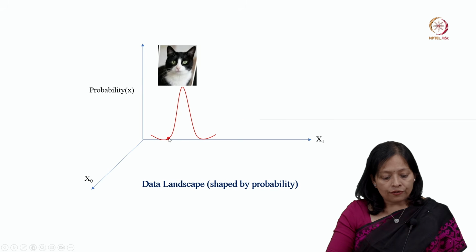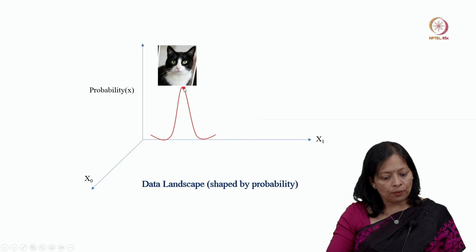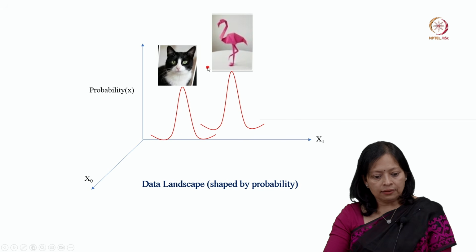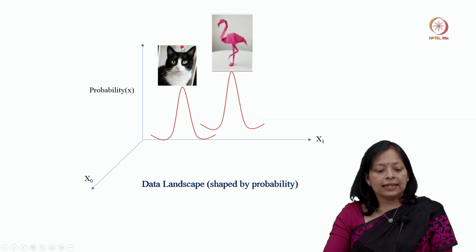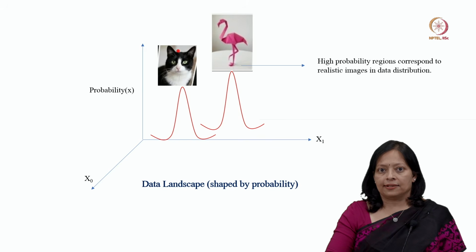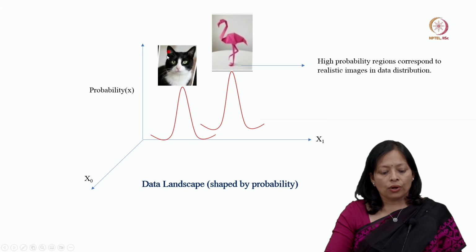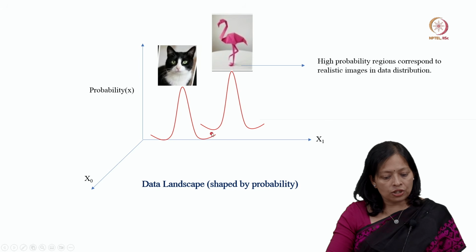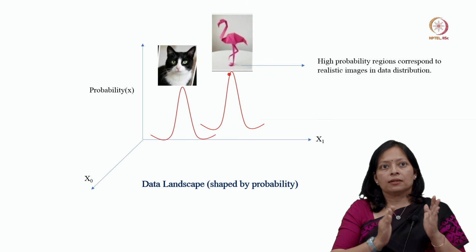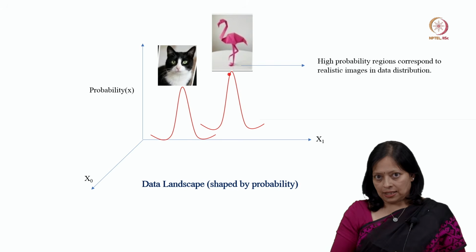Okay. Now, we will see how we can visualize data in this landscape. I have drawn a spike here, which means this is a region having high probability compared to these regions. Another spike is here. These regions of higher probability represent realistic images in the data distribution.